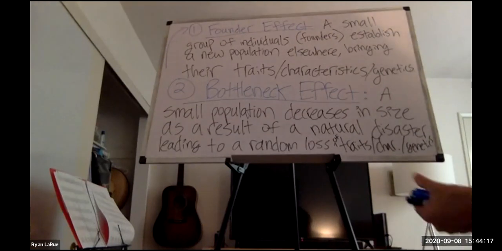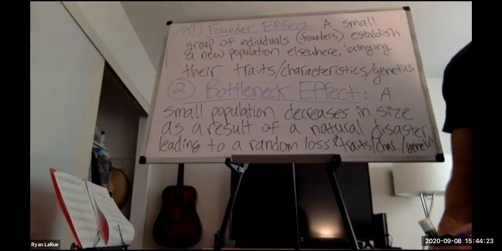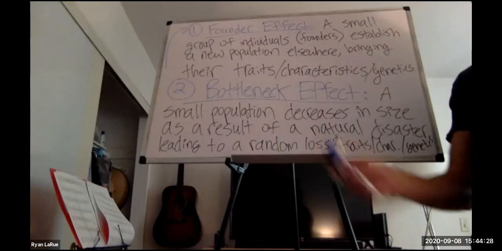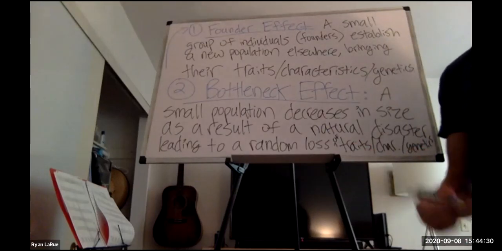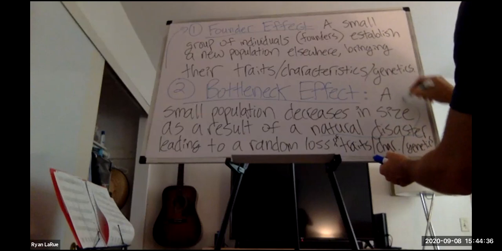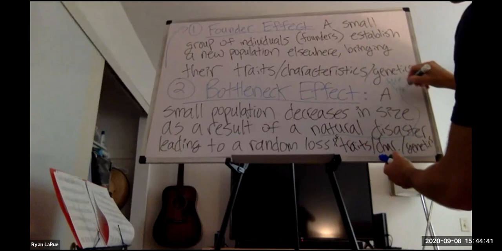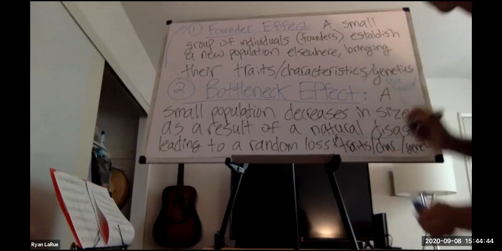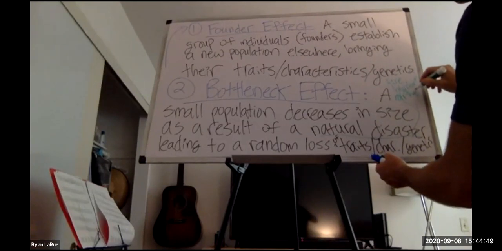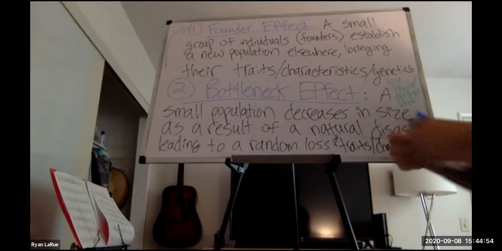So this says, a small population decreases in size as a result of a natural disaster, leading to a random loss of traits, characteristics, genetics in that population. So natural disaster, what are some examples of natural disasters? We're experiencing one right now all over California, sadly. I'm going to underline this here and write some examples: fire, hurricane, earthquake, flood. Totally ran out of room.